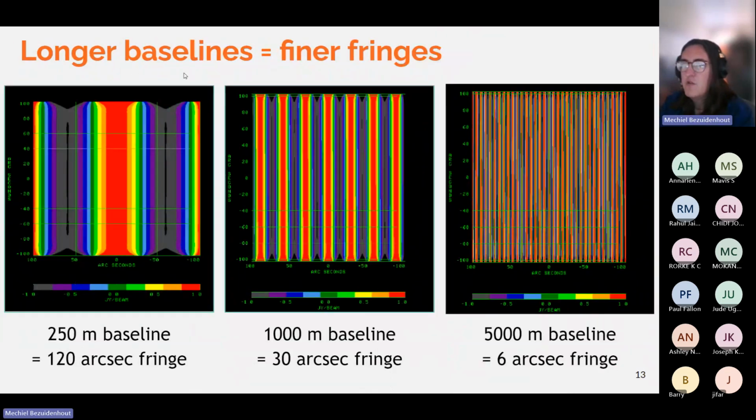The length of the baseline, how far apart the telescopes are, determines how fine those fringes are. So if we use a baseline of 250 meters, we get very thick fringes of 120 arc seconds each. If we use a kilometer baseline, we get 30 arc seconds. If we use a 5 kilometer baseline, we get 6 arc second fringes. And this spacing, the width of these fringes, determines the resolution of the image that we get out. So with MeerKAT, we have a maximum baseline of 8 kilometers, which gives you fringes about 3 or 4 arc seconds wide. So the maximum resolution that we can get in a MeerKAT image is about 3 arc seconds.